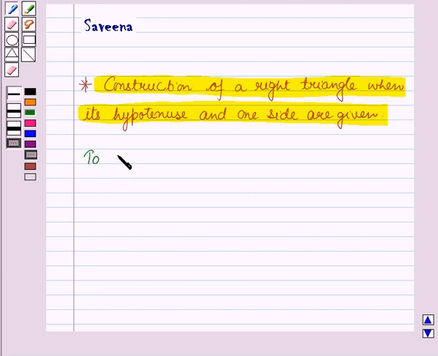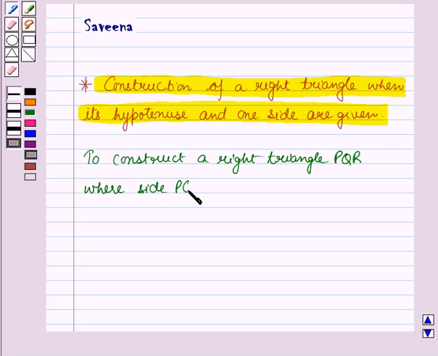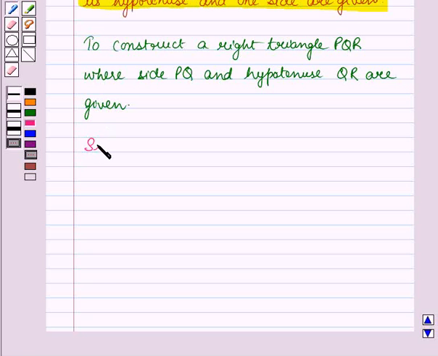Now suppose we have to construct a right triangle PQR where the side PQ and hypotenuse QR are given. For this, we will start with the steps of construction.